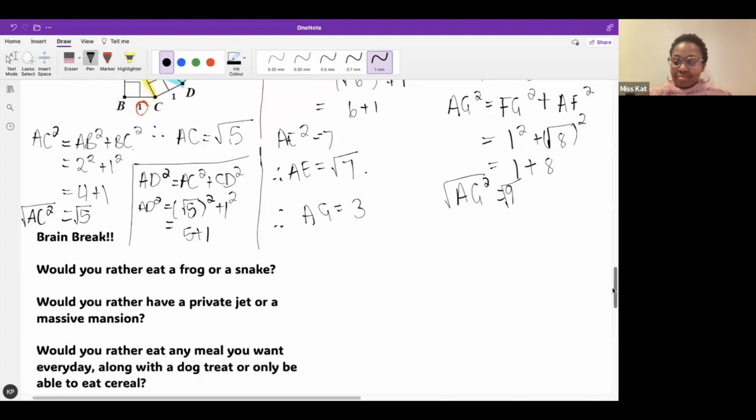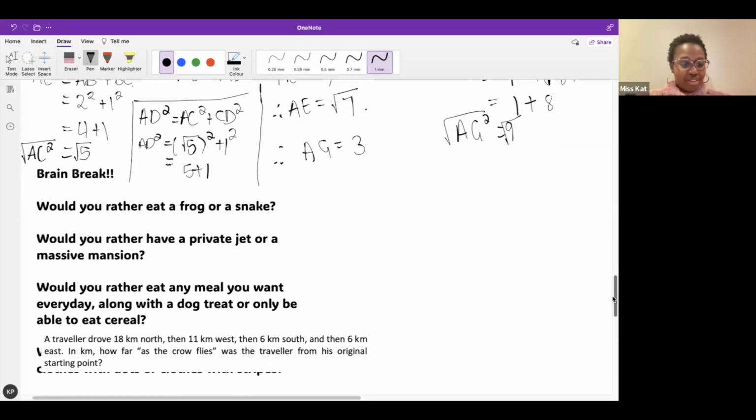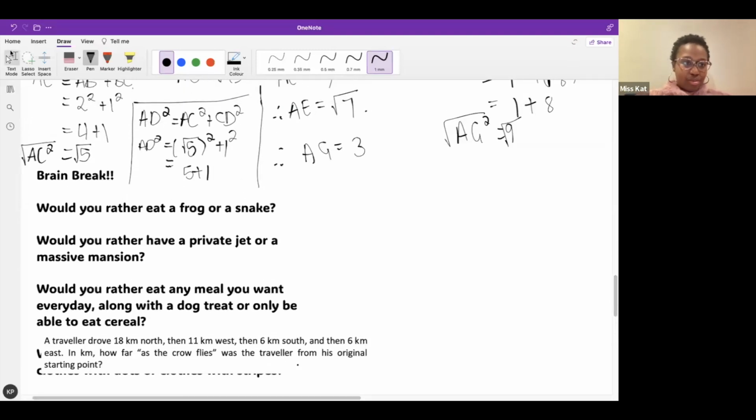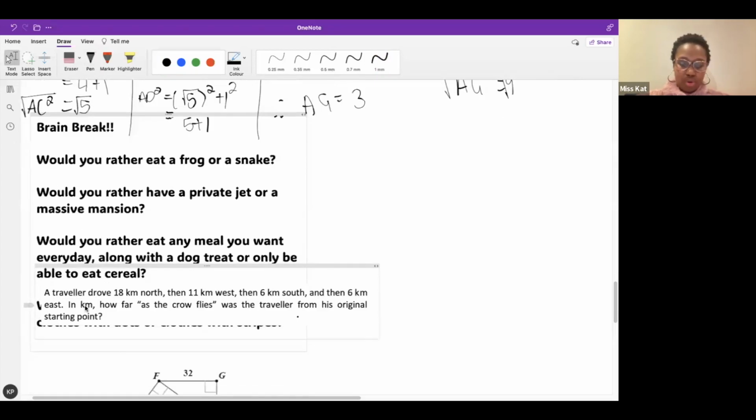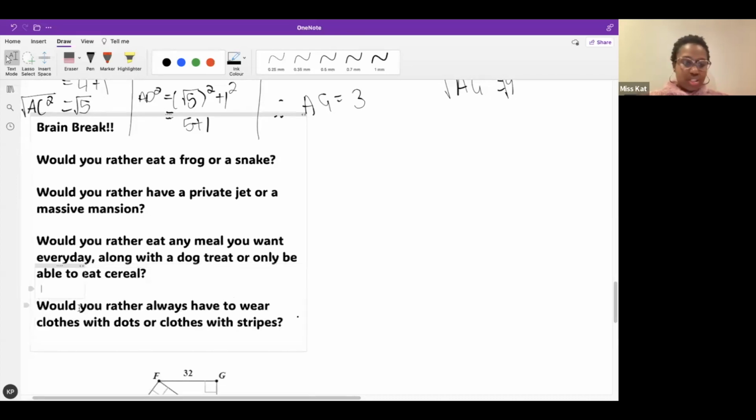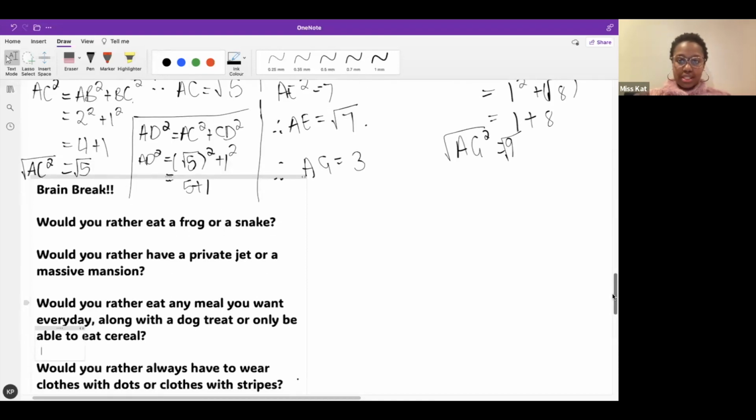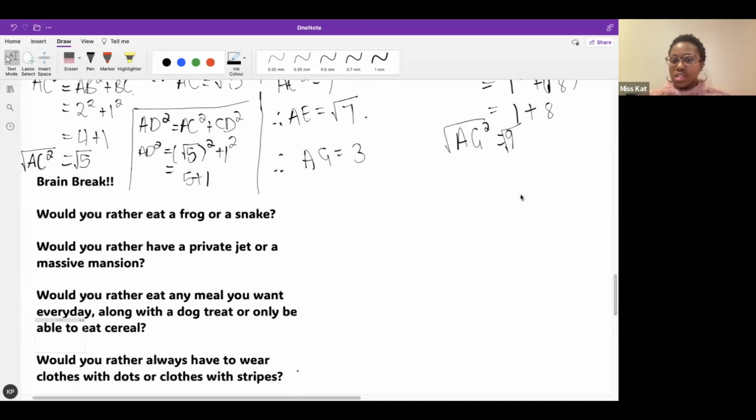Okay, let's see our next one. Because I'm going through a lot. Okay, let's remove this and see our last one. Hi, boo. And what is your teacher doing? There we go. Would you rather always wear clothes that have dots or stripes? This is the last one. It's a brain break. We're giving our brains a break. Would you rather always have to wear clothes with dots or with stripes?